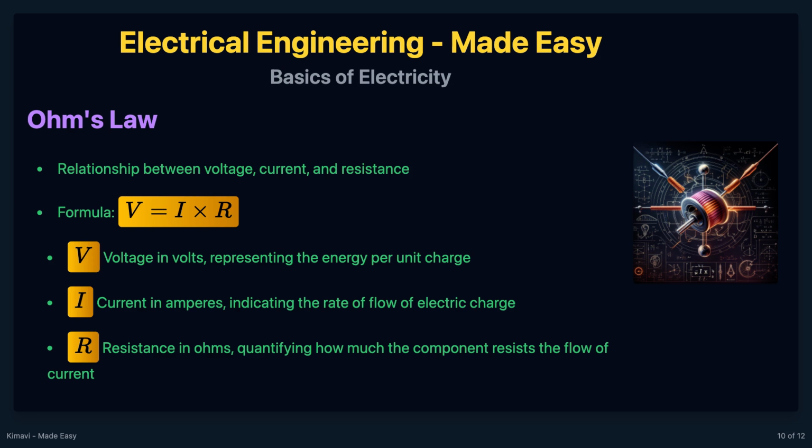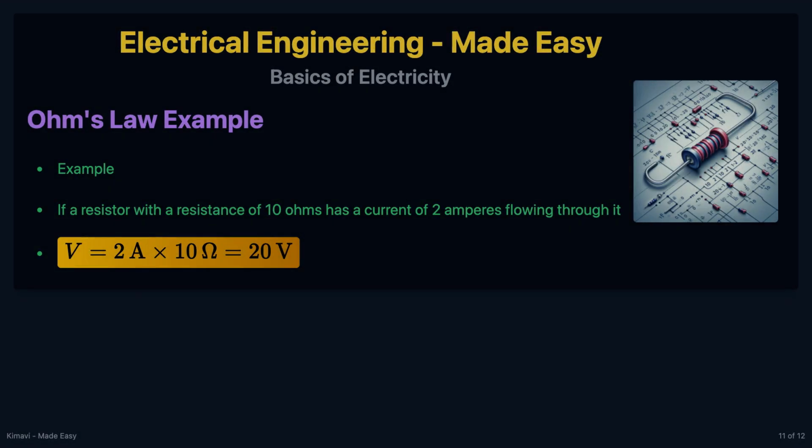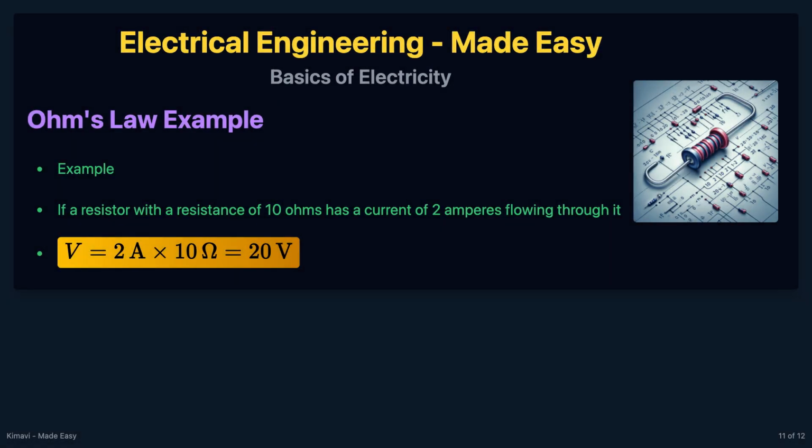The formula for Ohm's law is V equals I times R, where V is the voltage in volts, I is the current in amperes, and R is the resistance in ohms. For example, if a resistor with a resistance of 10 ohms has a current of 2 amperes flowing through it, the voltage across the resistor is calculated as V equals 2 amperes times 10 ohms, which equals 20 volts.